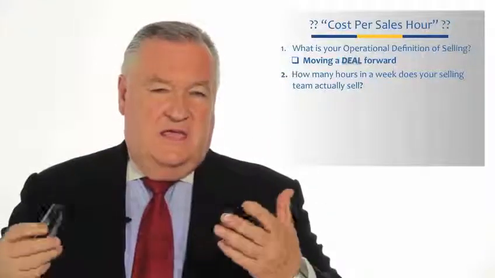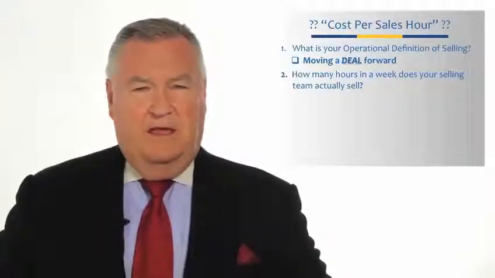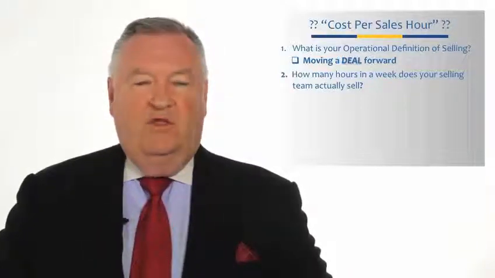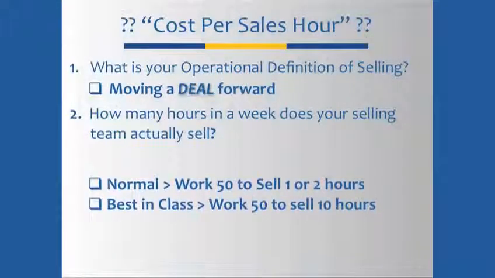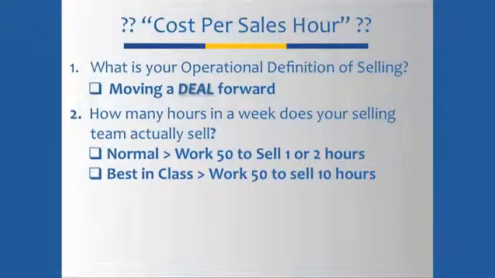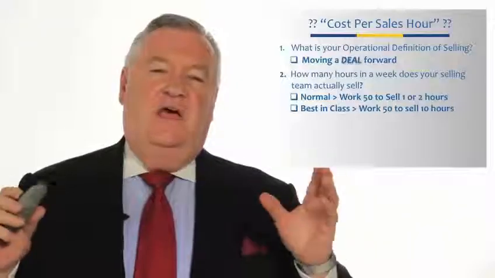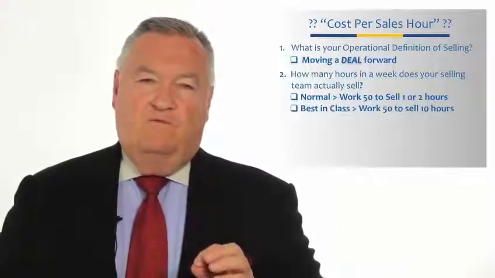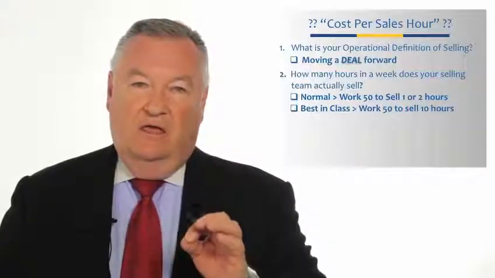We've done studies on this in case you haven't had a chance to study it in your own company yet, and I hope you will. We found that in the normal company, the salespeople work about 50 to 60 hours a week, and they actually move deals forward 1 to 2 hours in a week. Best-in-class companies in the world that we've ever seen, they work 50 hours a week and they sell 10. So imagine what happens to a company that is only selling 1 hour a week when they get to 5 hours a week or 8 hours a week or 10 hours a week, like the world-class company.